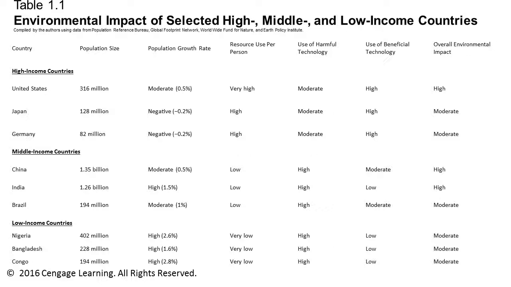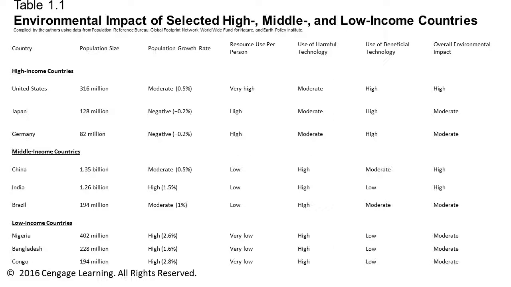Now, if we look at India, India is a little bit different. Again, it's the second most populated country in the world. It has a high population growth rate of 1.5%, not as high as Nigeria or Congo, but still a high population growth rate. Overall, very low resource use per person. However, they do have a high use of harmful technology and a low use of beneficial technology to counterbalance that. And as a result, they hit this category of high overall environmental impact.